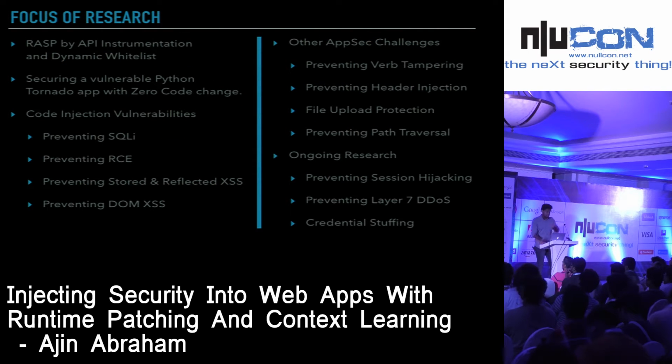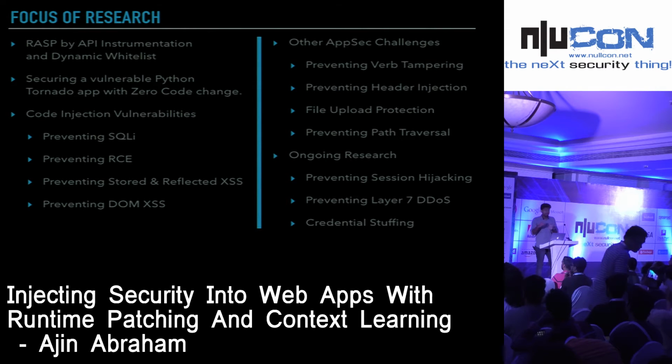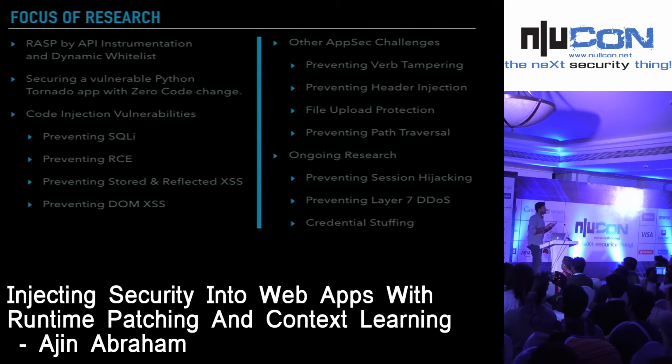Let's move on. This is the focus of the research, the work that I have done. I have implemented a RASP by API instrumentation and dynamic whitelisting. I tried to secure a completely vulnerable web application written in Django and in Tornado with zero code change. This is one important feature; this is what developers will love. You don't have to write security code. We'll come into that.